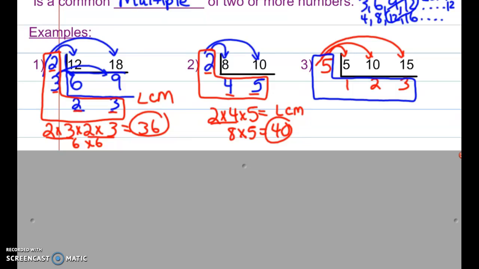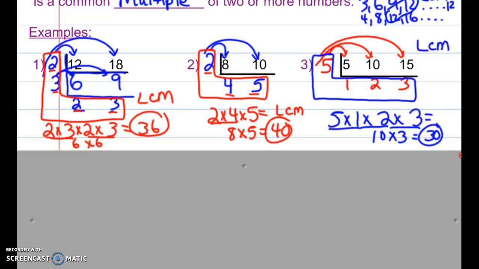So the numbers that you should have boxed in with your block L are 5, 1, 2, and 3. Once you have those listed, we're going to do the same thing that we did yesterday. We're going to multiply those. Well, 5 times 1 is 5, times 2 is 10, and then 10 times 3 is 30. So the LCM of 5, 10, and 15 is 30. Pause your video and finish that example.